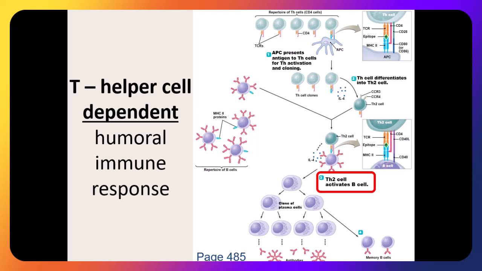A T-dependent, specifically T helper cell dependent humoral immune system, which means the whole humoral immune system branch is going to happen with the help of T helper cells, which will be more effective when all the cells work together.